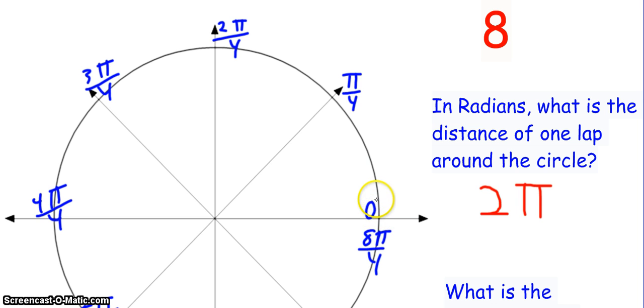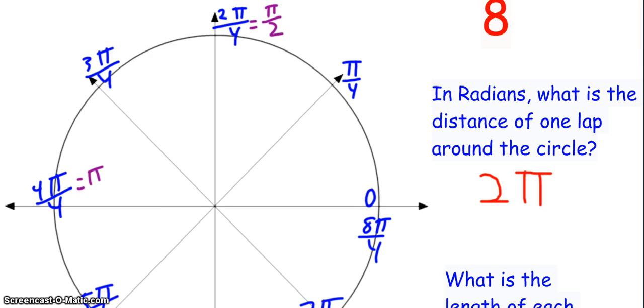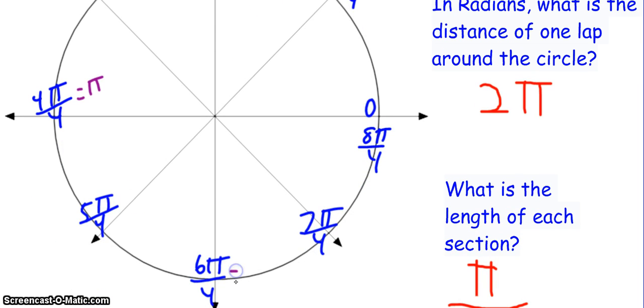If I start at 0, I count by pi fourths, going up by 1. So 0, 1 pi fourth, 2 pi fourths, which is actually pi halves, 3 pi fourths, 4 pi fourths, which is pi, 5 pi fourths, 6 pi fourths is 3 pi halves, 7 pi fourths, and 8 pi fourths, which is 2 pi. So that is 1 time around the circle in radians, marking off all of the angles with a reference angle of pi fourths or line on an axis.